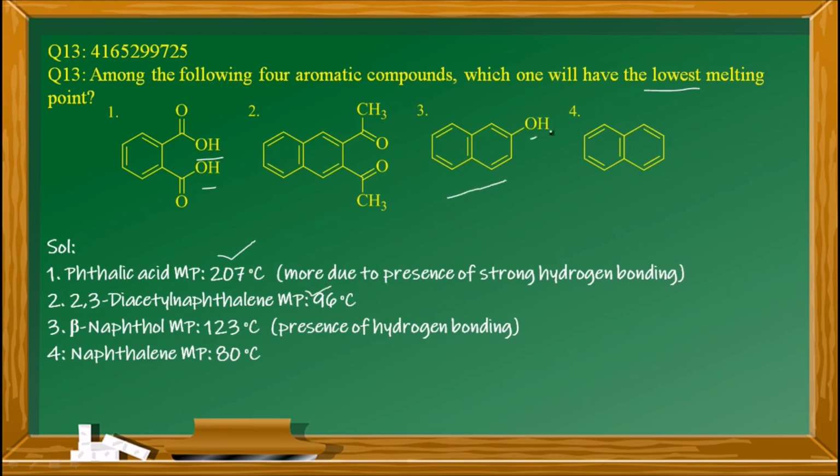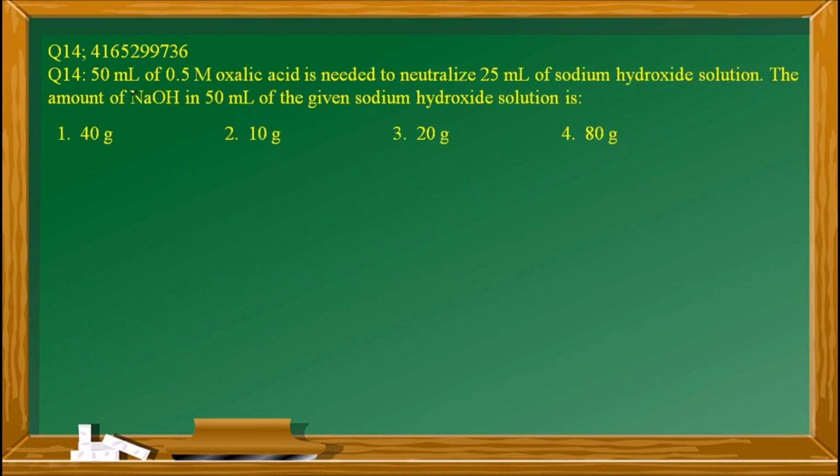Yes, this is also having an OH group. This also will have hydrogen bonding, that is why its melting point is 123 degrees. When it comes to naphthalene, it doesn't have any groups which show hydrogen bonding, so its melting point is 80 degrees. They are asking for the lowest melting point, so option number 4, naphthalene, is the correct option, friends. Next, question number 14.